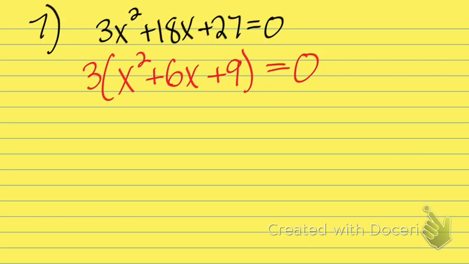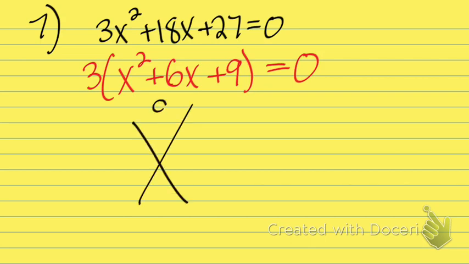Greatest common factor was part of Unit 6, the first part before the final. Everything is divisible by 3. So I'm going to pull out a 3 because 3 times x squared is 3x squared, and 3 times 6x is 18x and so on. That's the first step. Then I'm going to factor the inside expression.